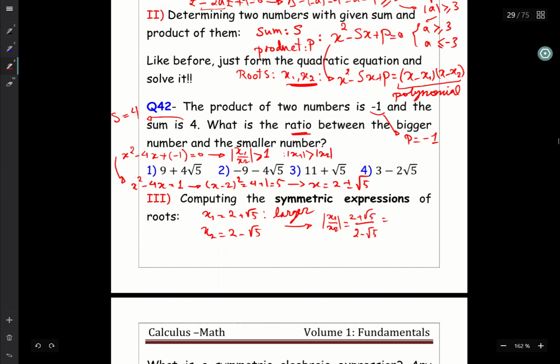But you don't see it in the choices. The reason is that we have to go one step further and make the denominator a rational number by multiplying both the numerator and denominator by 2 plus square root of 5. In the denominator we get 4 minus 5, and in the numerator we get 4 plus 5 plus 4 square root of 5. So eventually the ratio that we are looking for is minus 9 plus 4 square root of 5, which is the second choice.